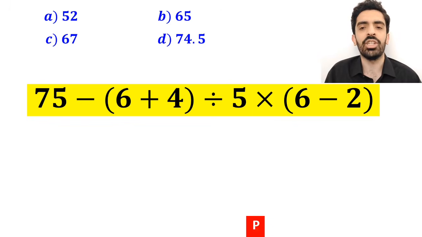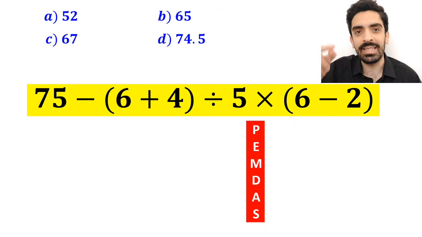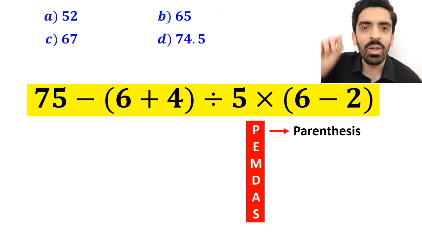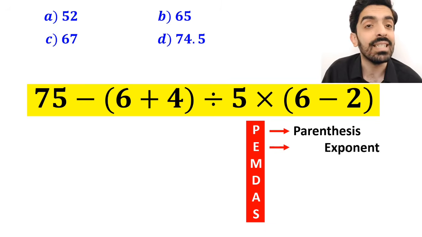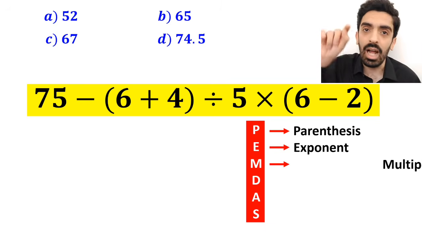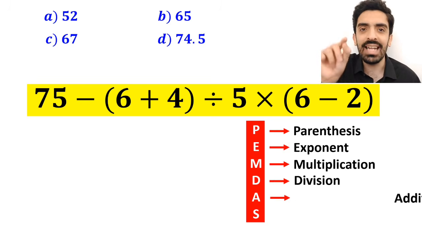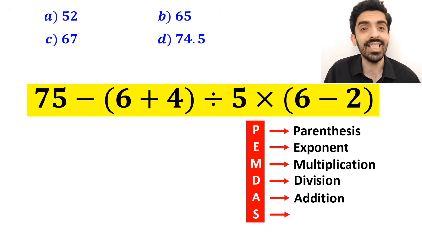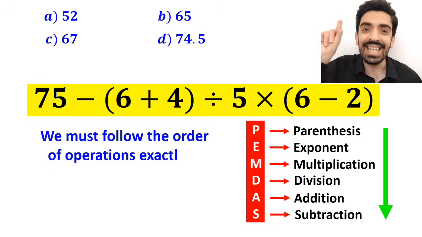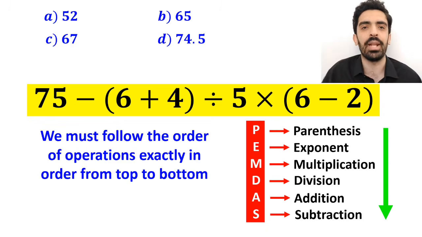To solve this question, we must follow the PEMDAS rule step by step. In this rule, P stands for parentheses, E stands for exponent, M stands for multiplication, D stands for division, A stands for addition, and S stands for subtraction. We must follow the order of operations exactly in order from top to bottom.